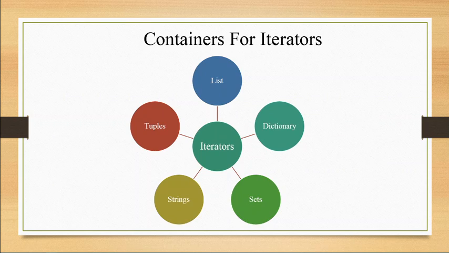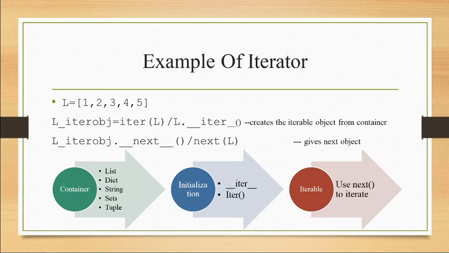What are containers? Containers are objects like list, dictionary, sets, strings and tuples which can be used to create an iterator. Now, what exactly does all this mean? Suppose we have a list. A list does not have its own next method. That is, you cannot move through the list or produce its items one by one without indexing.